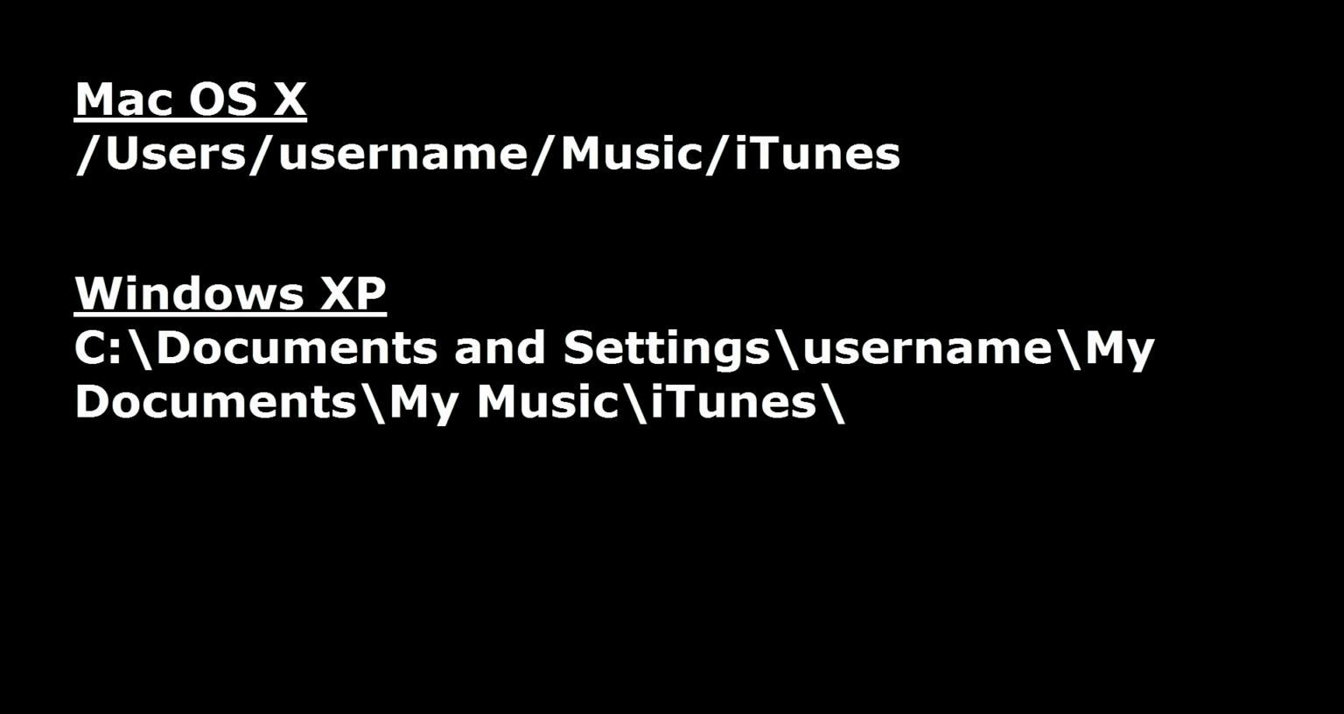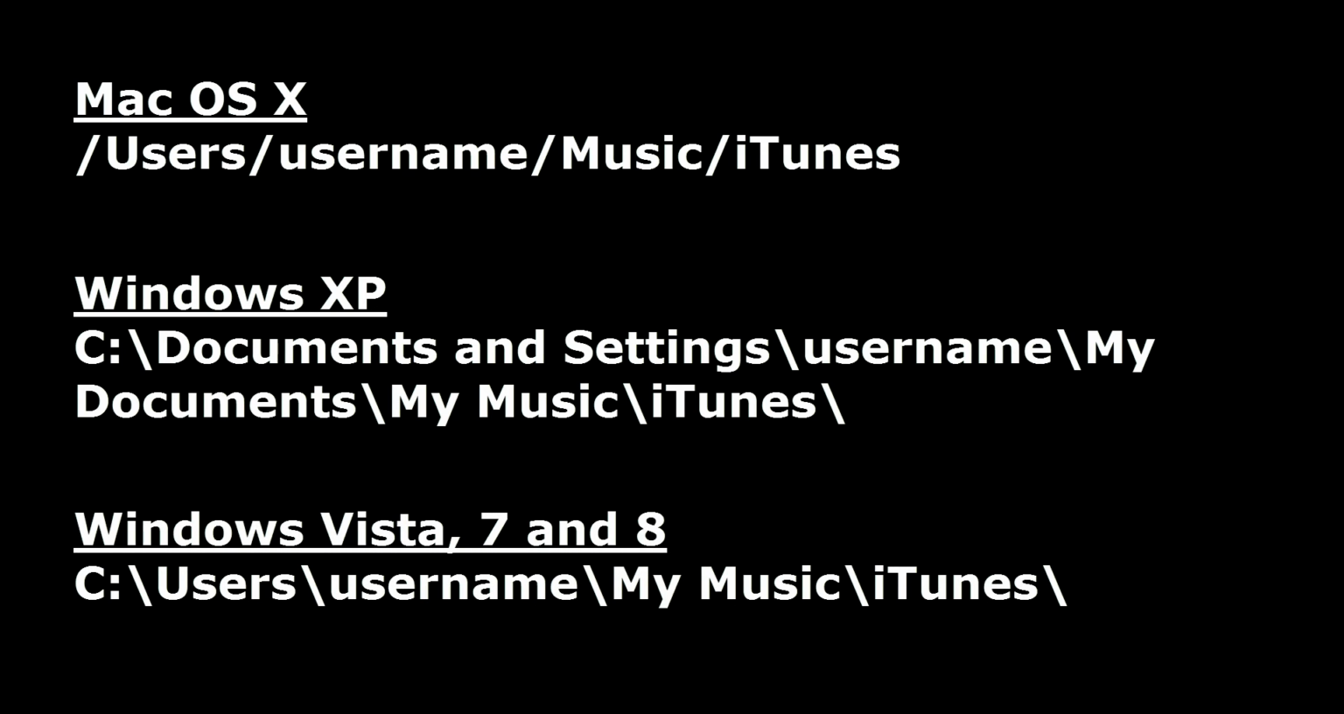For Mac OS X users, your default iTunes folder can be found under Users, Username, Music, iTunes. For Windows XP, go to C Drive, Documents and Settings, Username, My Documents, My Music, iTunes. For Windows Vista, 7 and 8, the folder can be found in C Drive, Users, Username, My Music, iTunes.